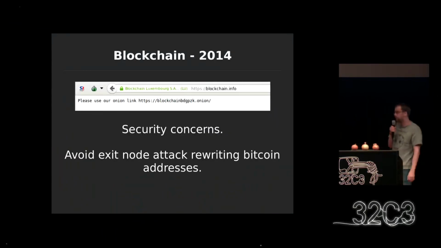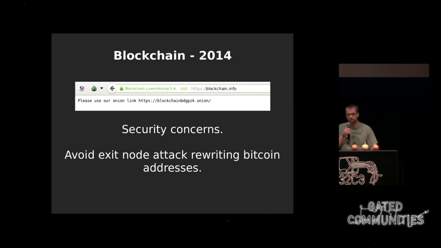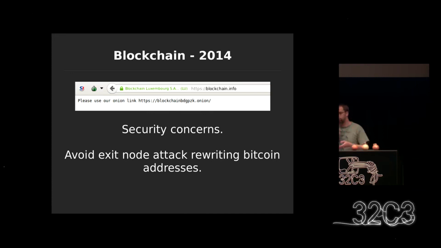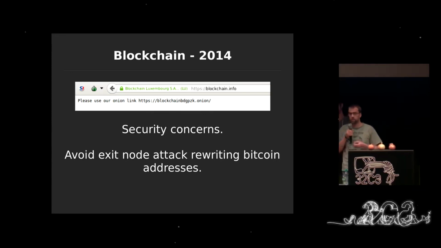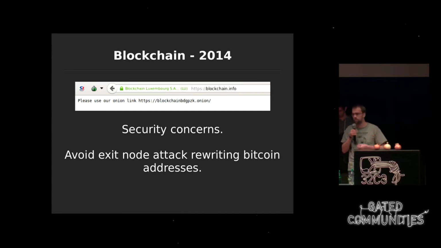Following that, we got blockchain recently in 2014, let's say 2 years ago. They discovered that for security concerns, when you're using Tor, the exit nodes, some malicious exit nodes were rewriting the Bitcoin addresses.